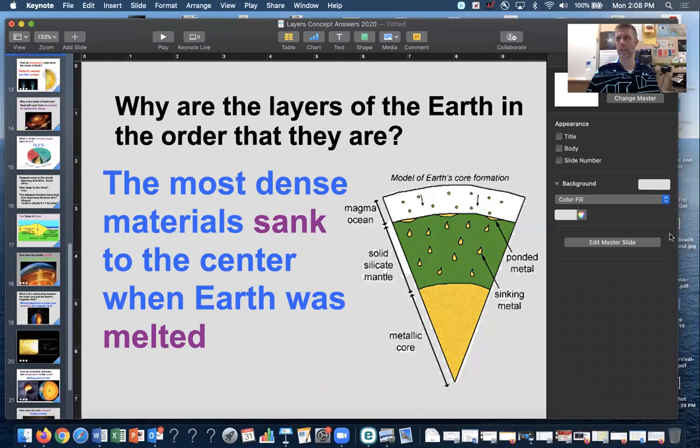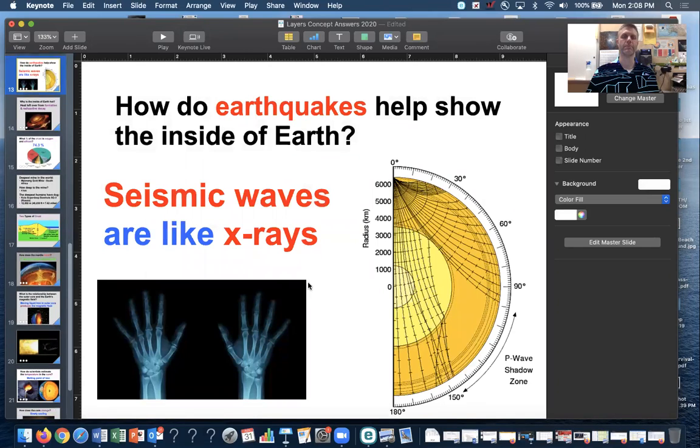The next one: how do seismic waves, which are the kind of waves produced by an earthquake, help scientists understand the layers of the Earth? They act like an X-ray. So this is a picture of an X-ray. If you injure yourself and the doctor thinks you may have broken a bone, you can have an X-ray, which allows a doctor to look at the bone without actually cutting your skin. The seismic waves are kind of like that.